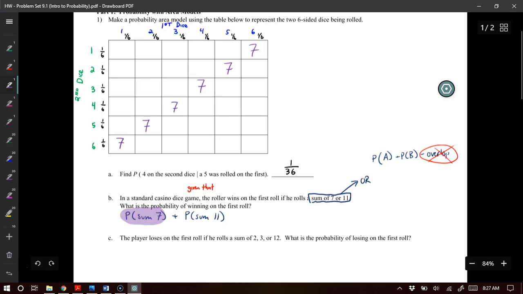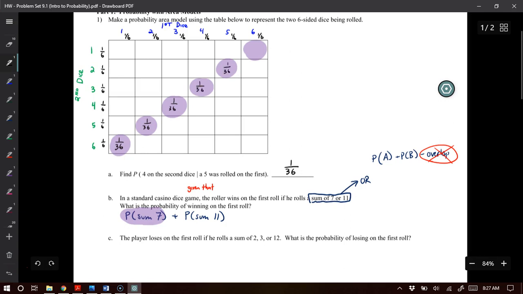And what I'm going to do is remove the 7s and just highlight them to show you that this diagonal right here is the ones that add to 7. And I'm going to write down the probability. Remember, it's an area model. We're going to just do 1/6 times 1/6. This is 1 over 36. This is 1 over 36. This is 1 over 36, and so on and so on.